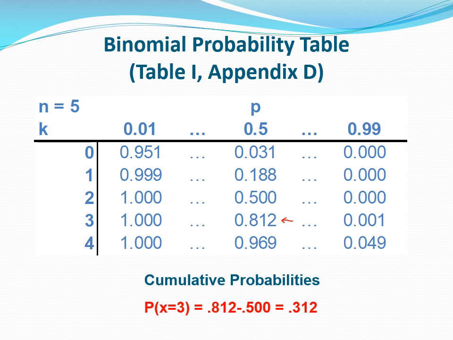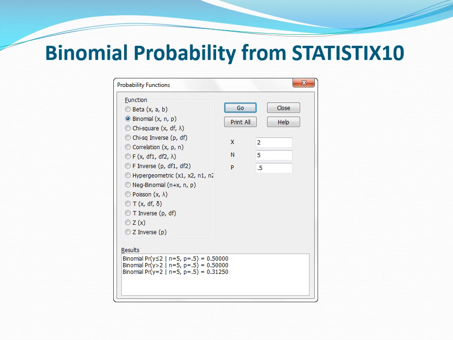Another way is to come in here, put in a value of x equals 3, and look at the results down here. Now you'll notice down here in statistics it gives us the probability equal to, the probability less than or equal to, that cumulative probability, and it gives us the greater than probability. So it gives us a little bit of flexibility.